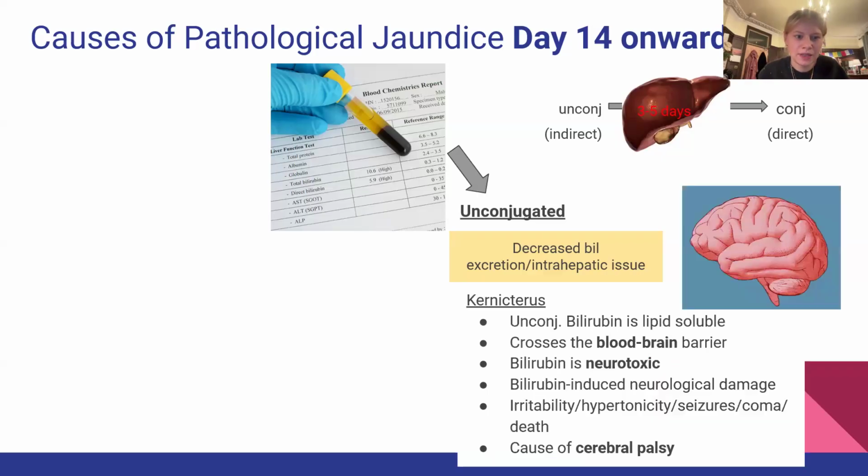So if you click again, the main condition that you need to know that comes up in exams is kernicterus. Sorry, I don't know how to pronounce it though. And that is when your unconjugated bilirubin crosses the blood-brain barrier, which it is able to do, and causes changes within the brain. So it's neurotoxic and it can induce a whole range of symptoms from irritability all the way to coma and death. And it is also a cause of cerebral palsy after birth.